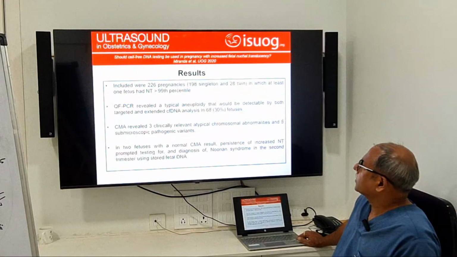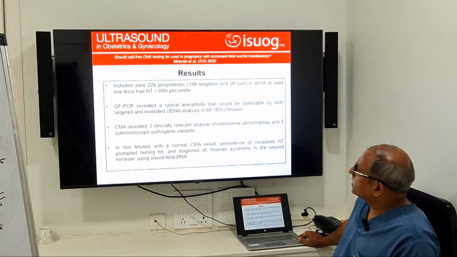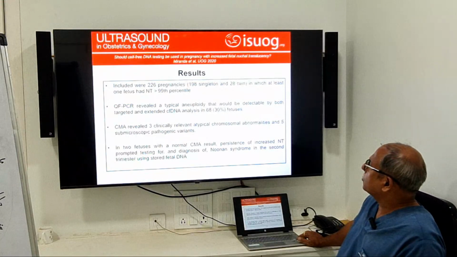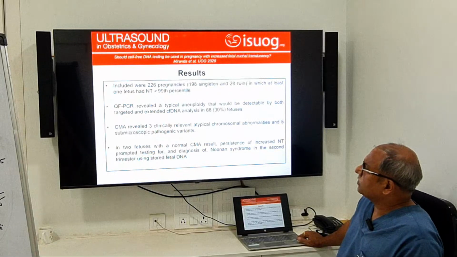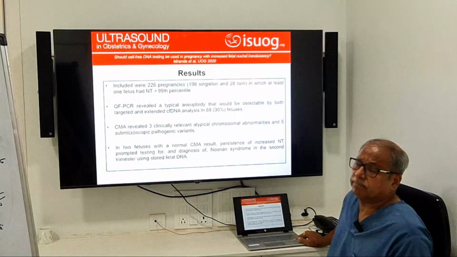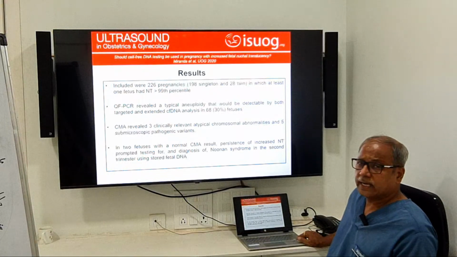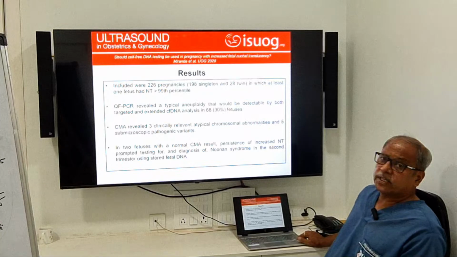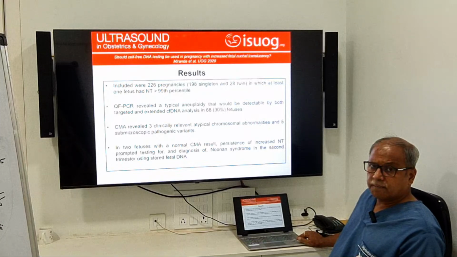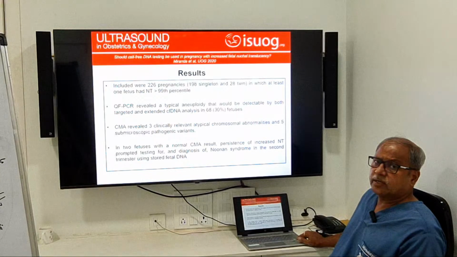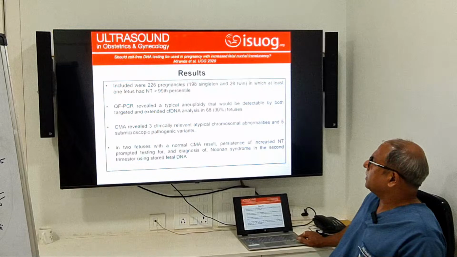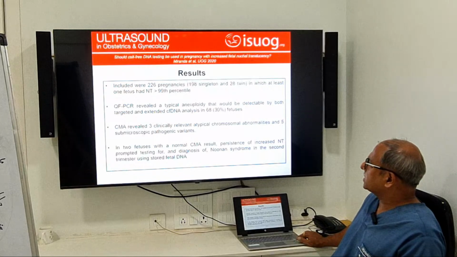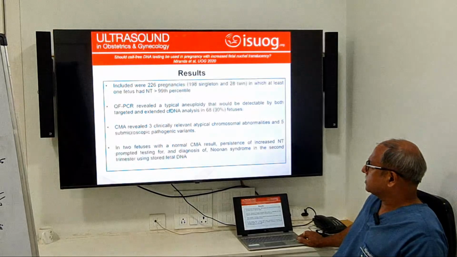ultrasound assessment. Results included 226 pregnancies, 198 singleton and 28 twin, in which at least one fetus had an NT above the 99th percentile. That means at that gestational age or crown-rump length, the NT, when plotted against the normal, crosses the 99th percentile limit. QF-PCR revealed typical aneuploidy that would be detectable by both targeted and extended cell-free analysis in 68, 30% of fetuses.